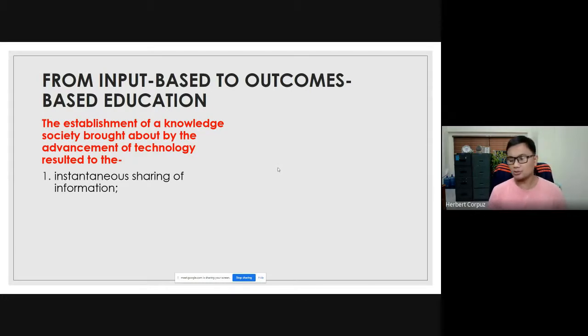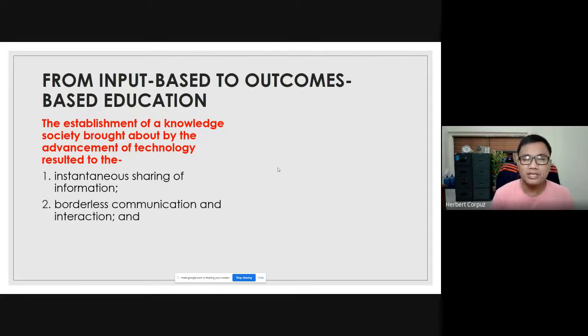If I would like to know about, for example, playing the guitar, then I just have to make use of YouTube and search for videos showing how guitars are being played. Then students may just learn from the information provided by the internet. There is borderless communication and interaction.